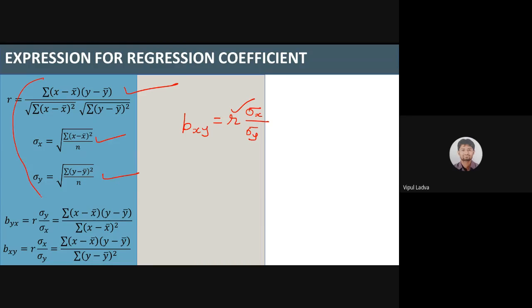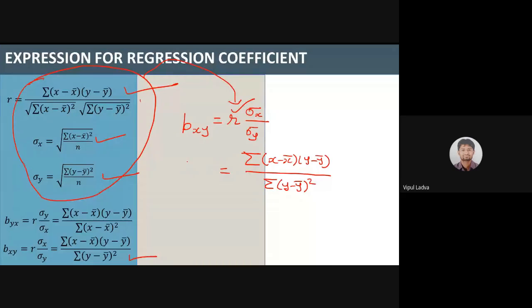If I replace these three formulas over here and simplify a little, and cancel out all the common terms in the numerator and denominator, then this particular bxy will have a formula like this. Observe here. It will have a simple formula: summation of (x minus x bar) into (y minus y bar) divided by summation of (y minus y bar) squared. This will be an easy formula for the regression coefficient x on y.